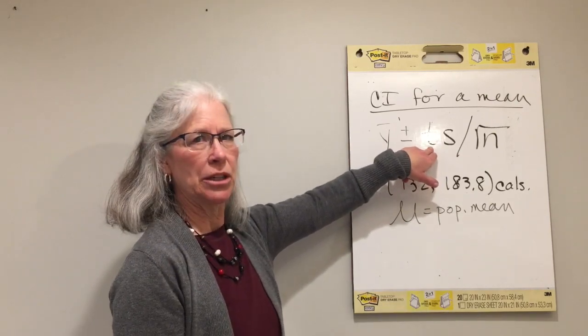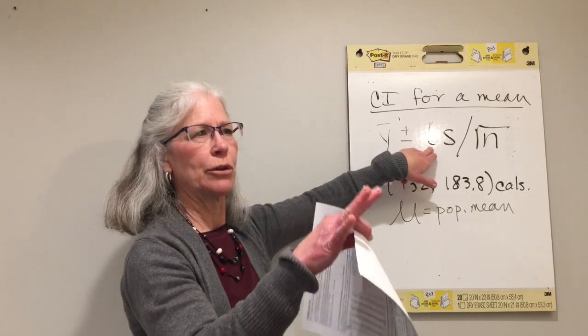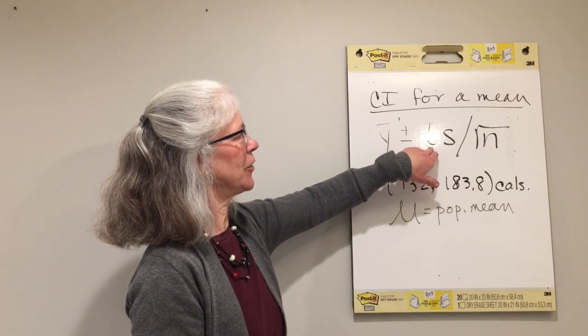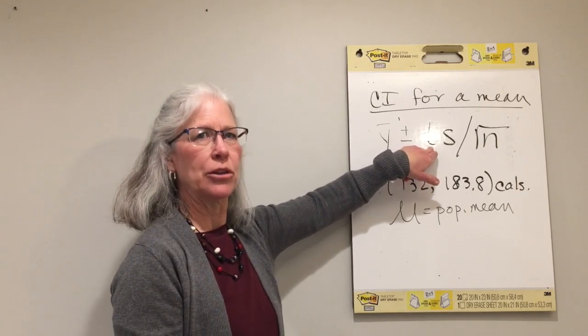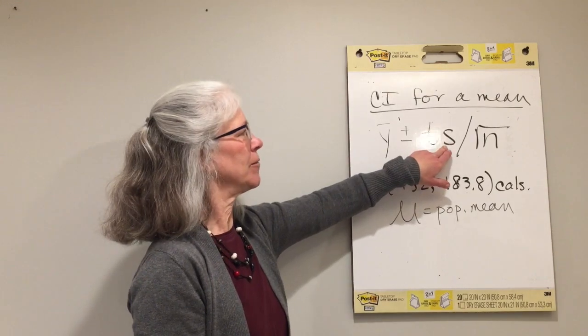T gets bigger as our level of confidence gets higher, just like Z got bigger, 1.645, 1.96, 2.576. T gets bigger as we increase our level of confidence. If you want to be more confident to catch something, you need a wider interval. So increase your level of confidence, increase the width.